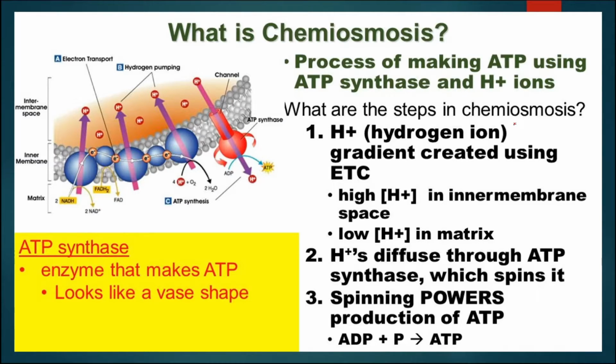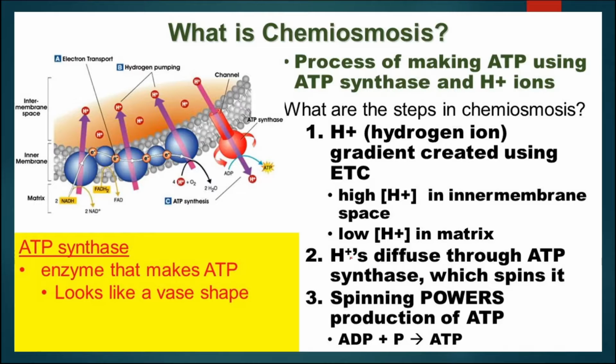These are some steps in chemiosmosis. Here the hydrogen ion or proton gradient is created by using the electron transport chain, between the inner side of the lumen of this thylakoid and the outer side of the thylakoid, that is the stroma. When the proton gradient is created, there is a high amount of protons inside the membrane, whereas in the matrix it is low. That is why the gradient is created.